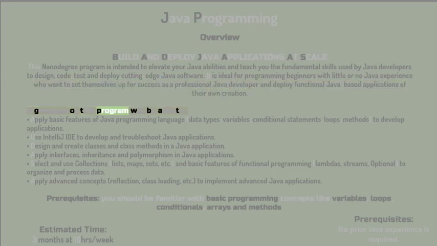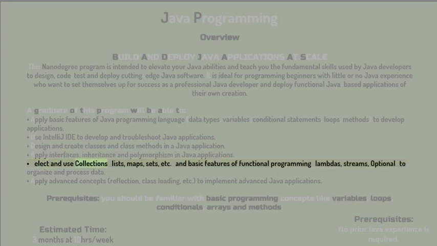A graduate of this program will be able to apply basic features of the Java programming language, data types, variables, conditional statements, loops, methods, to develop applications. Use IntelliJ IDE to develop and troubleshoot Java applications. Design and create classes and class methods in a Java application. Apply interfaces, inheritance, and polymorphism in Java applications.